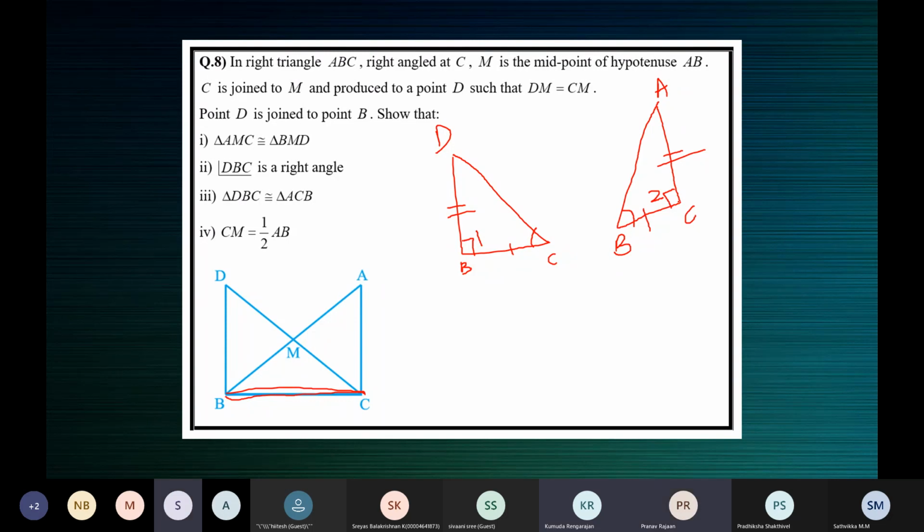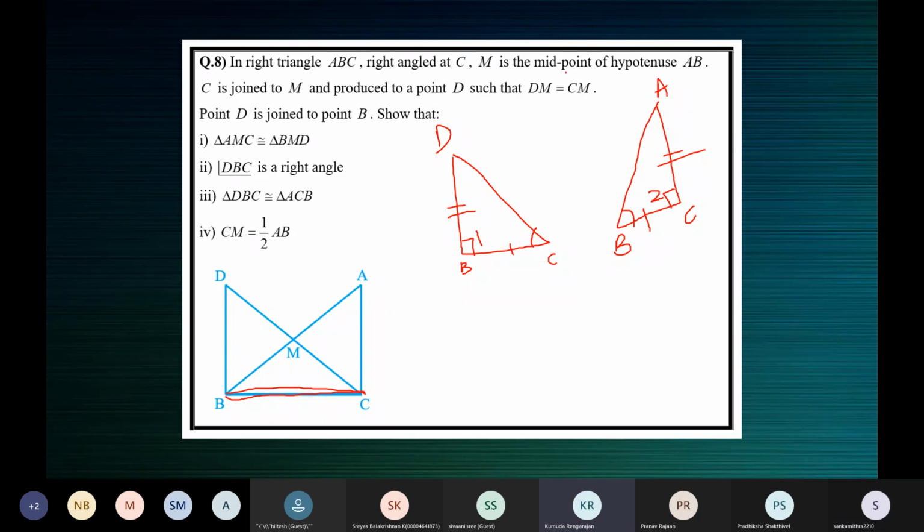Ma'am, angle ANC is congruent to angle B and D. So by CPCT, we can also write that AB is equal to AC. So we can use that proof here. Okay, Sangamitra. Yeah, thank you.